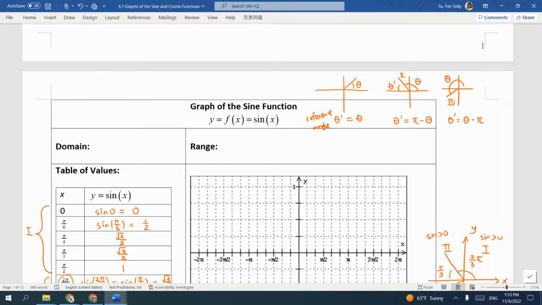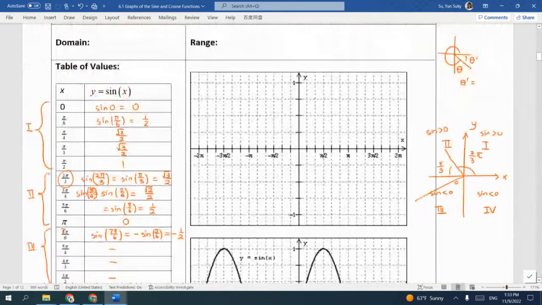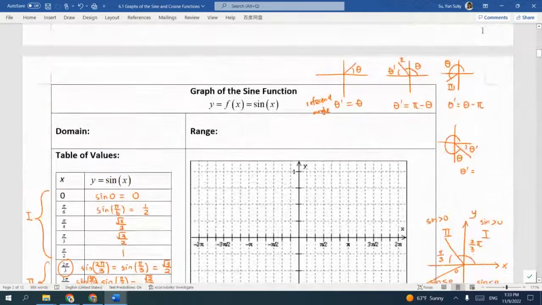And in the fourth quadrant, the reference angle theta prime will be 2 pi minus theta. Okay, everybody? So this is how we find the reference angle.